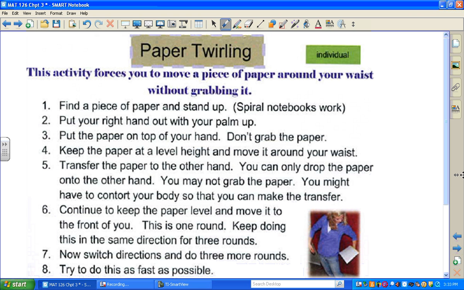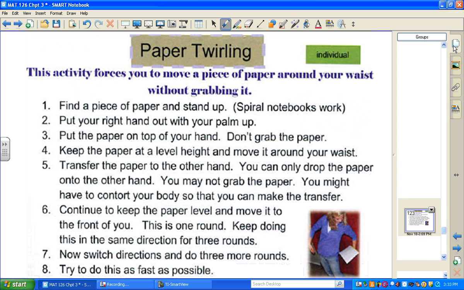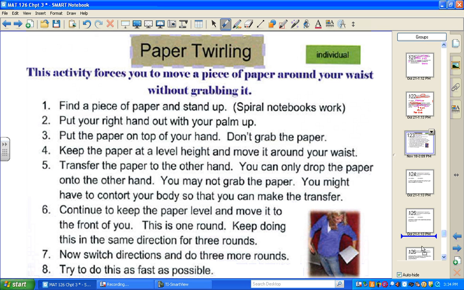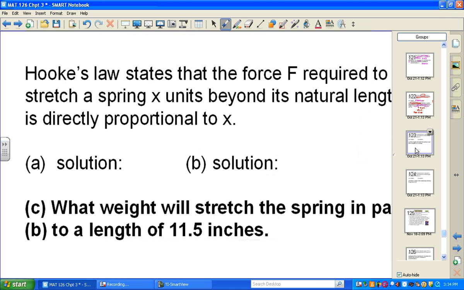Okay, after this we'll do one or two more, and then we got to finish out Hooke's Law, then we'll do it.